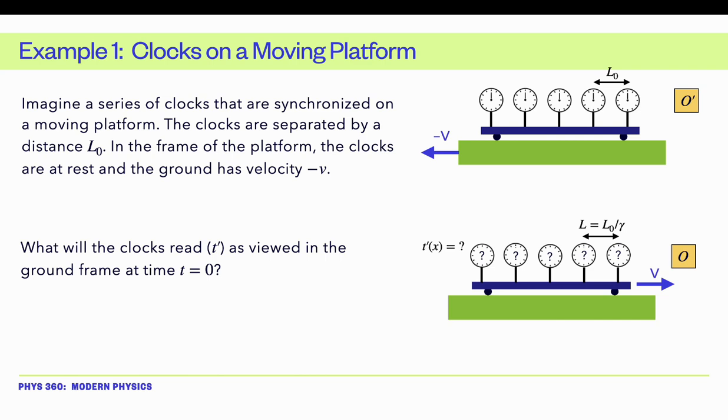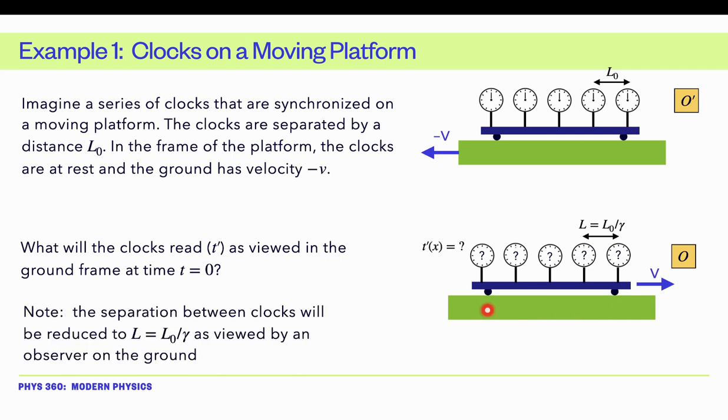We want to ask the question, what will these clocks read from the ground, or O reference frame? So in the ground frame, the separation between the clocks is going to be length contracted. So the distance is going to be L0 over gamma as measured from the O frame.